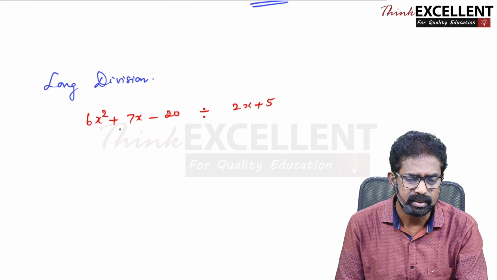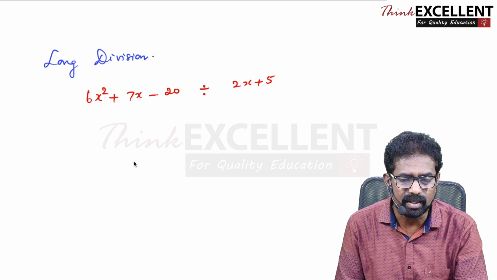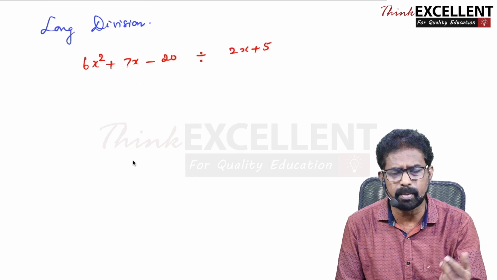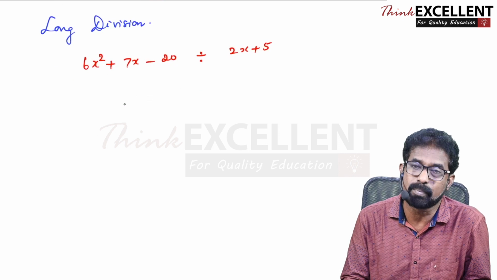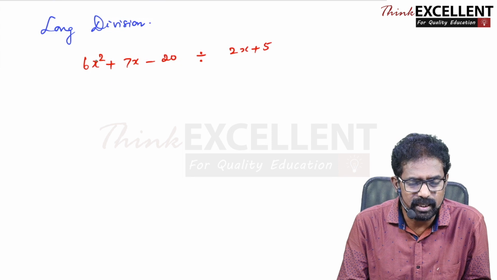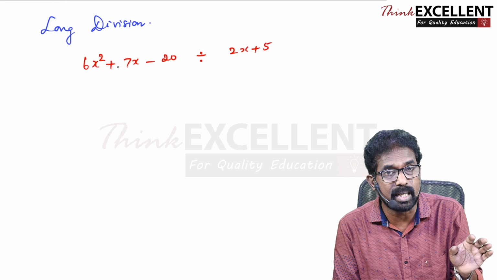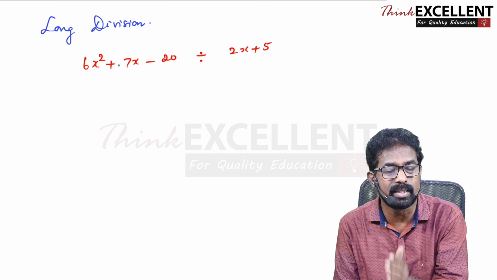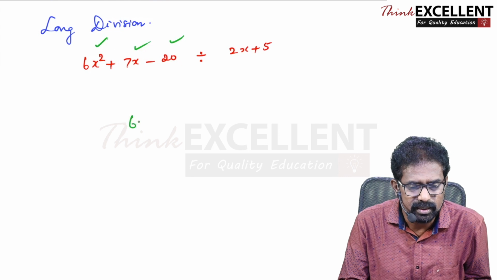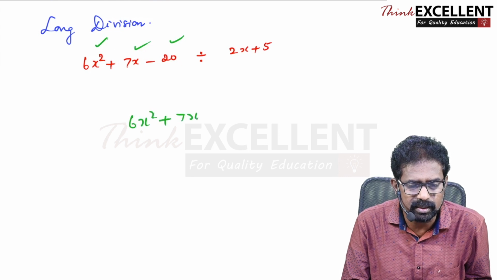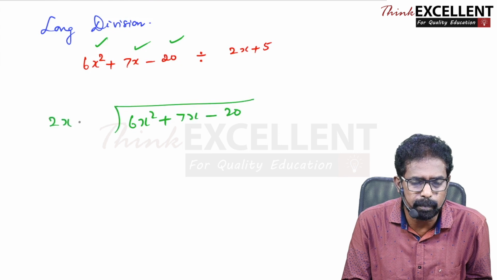See this one, 6x square plus 7x minus 20 divided by 2x plus 5. This particular question you may be factoring, you can even factorize it, but I want to teach you long division, so I'm going to use that method. First you see the terms, whether any term is missing or is it in the correct order, higher to lower, right? Descending order. x square, then x, then constant. Yes, everything is there. 6x square plus 7x minus 20. We divide it by 2x plus 5.